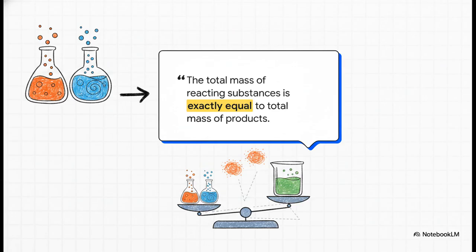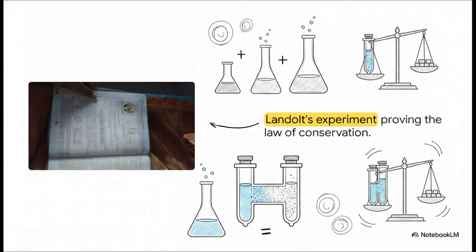He laid down this groundbreaking rule. Whenever a chemical change takes place, the total mass of the reacting substances is exactly equal to the total mass of the products. Think about how profound that actually is. Despite all these chaotic transformations, mass is perfectly and precisely preserved. There's a brilliant demonstration of this called Landault's H-shaped tube experiment.